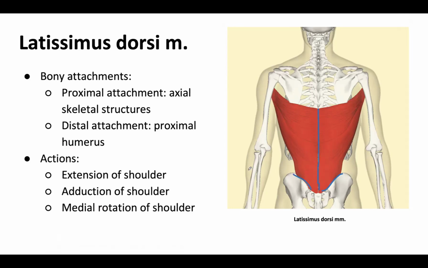And importantly, the distal attachment is on the proximal humerus, actually quite close to the attachment of the pectoralis major. So that is why those two muscles share similar actions, which include extension, adduction, and medial rotation of the shoulder.